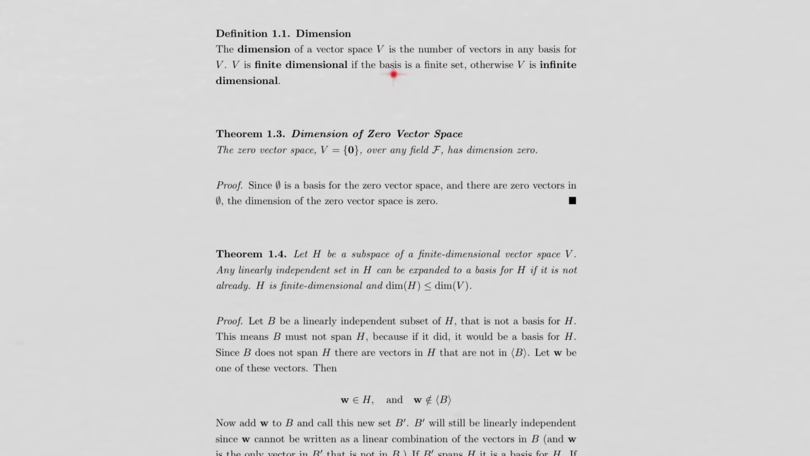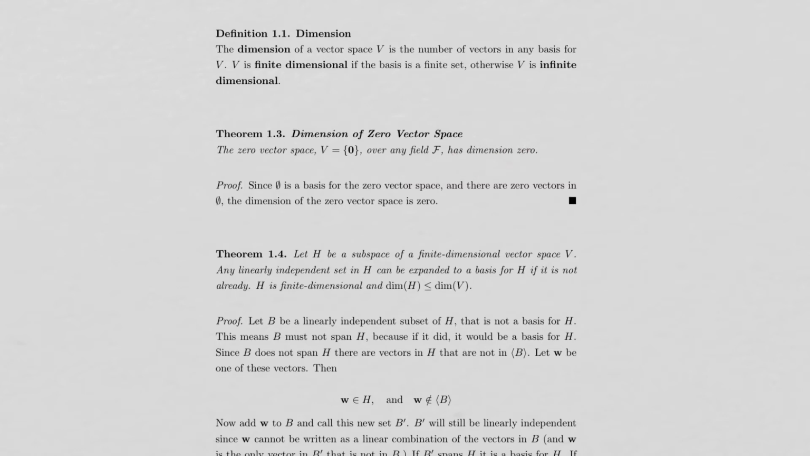Well, a basis is a spanning set, so a finite basis means the vector space is finite dimensional, and otherwise it's infinite dimensional. We saw earlier that the empty set is a basis for the 0 vector space, and the empty set has no vectors in it. So by our definition of dimension, the dimension of the 0 vector space is the number of vectors, namely 0, in the basis.